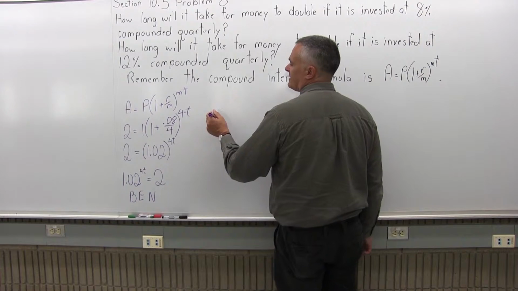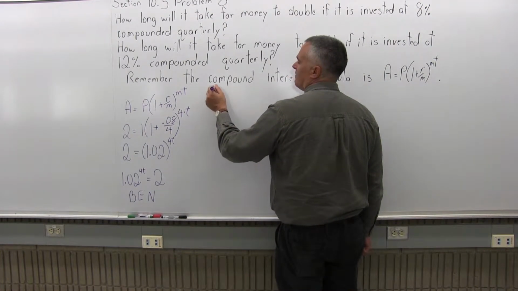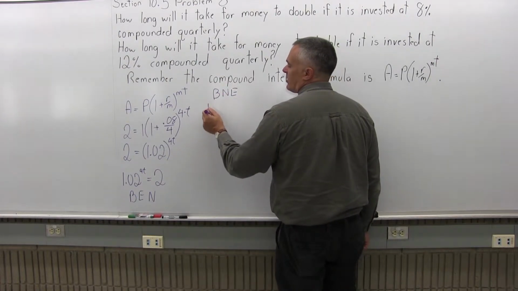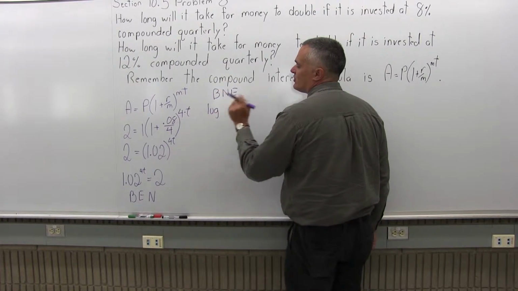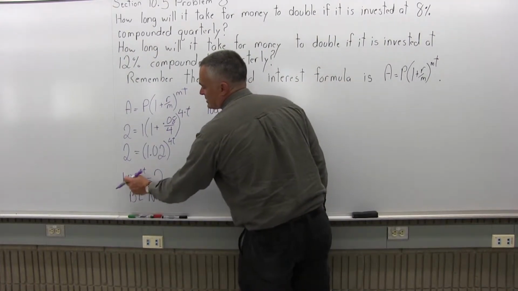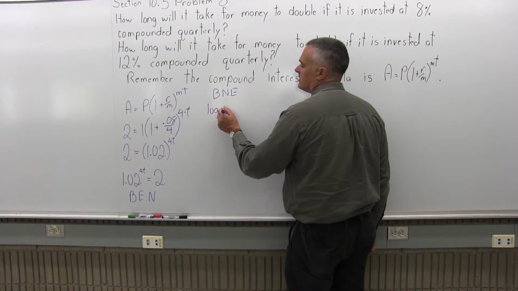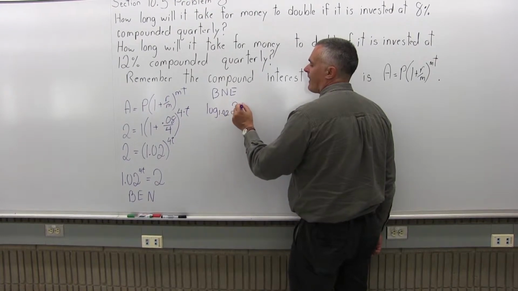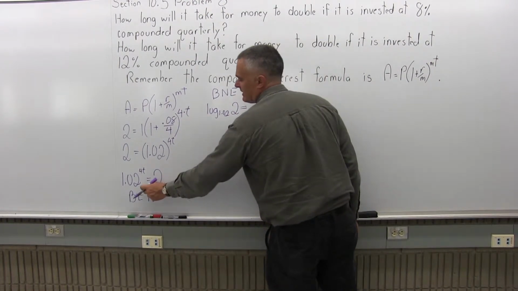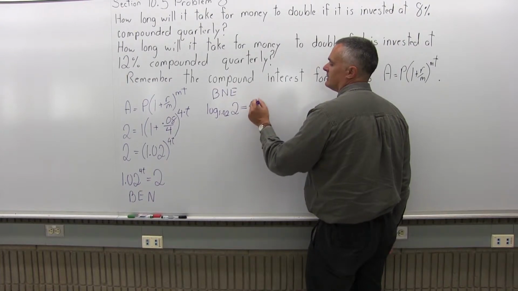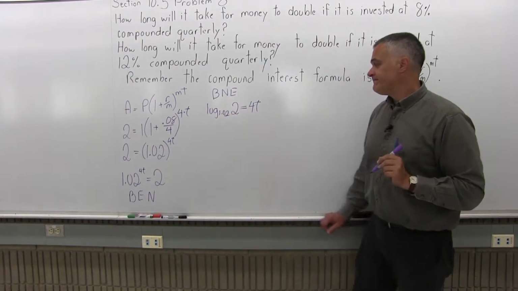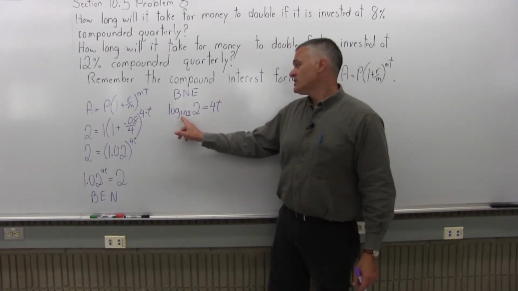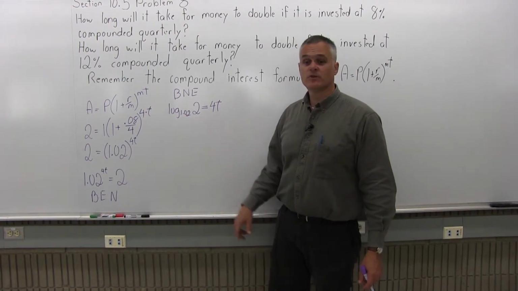So let me rearrange that into the log form, which is Benny. B-N-E for base number exponent. So I start by writing the word log, and then the base is written as a subscript. The base is 1.02, and then the number is 2, then equals, and then the exponent is 4t, 4 times t. So I can use my calculator to solve log base 1.02 of 2 equals 4t.